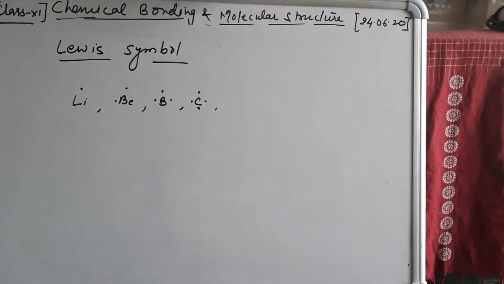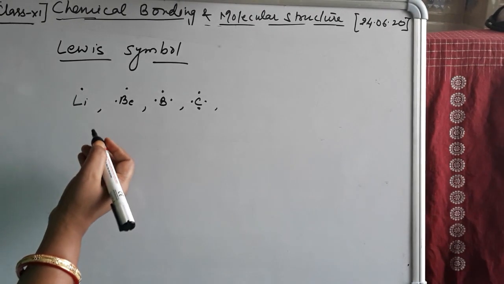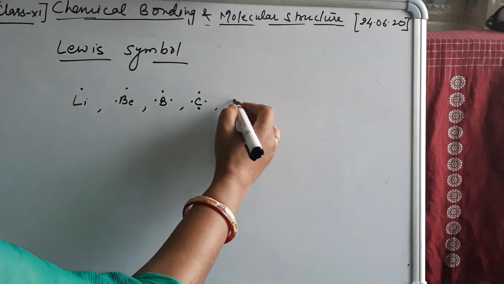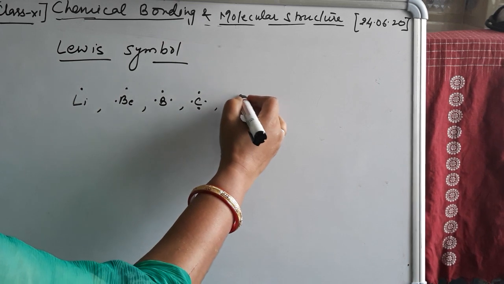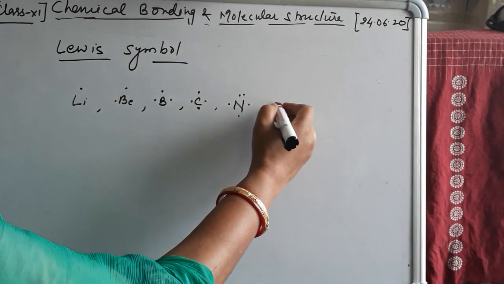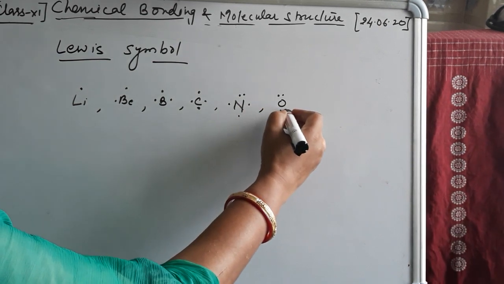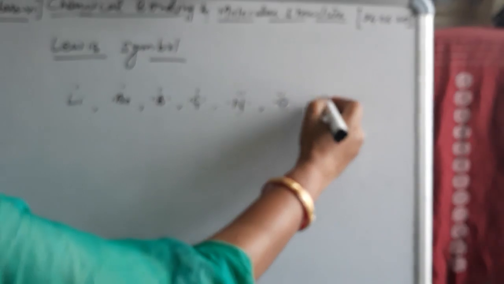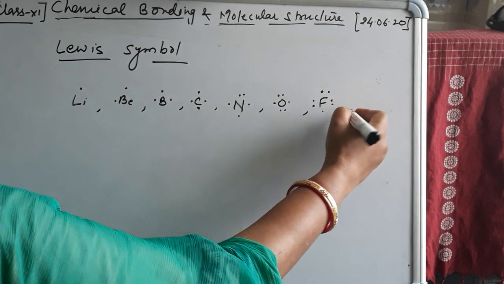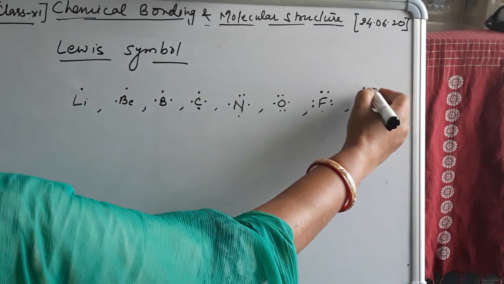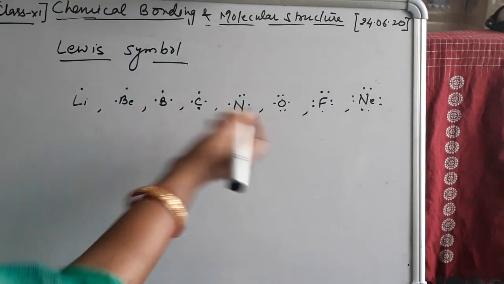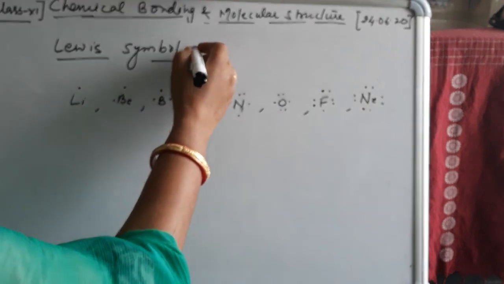We all know valence electrons means electrons present in the outermost shell. So after carbon, nitrogen, the valence electron is 5. Oxygen, the valence electron is 6. Fluorine, the valence electron is 7, and neon, the valence electron is 8. So students, this type of symbol is known as Lewis symbol.